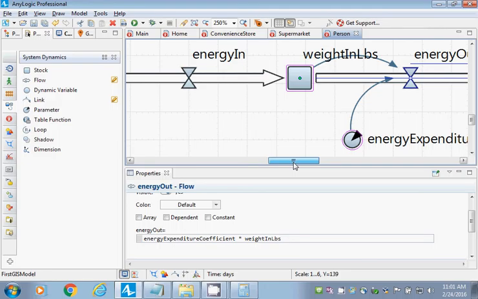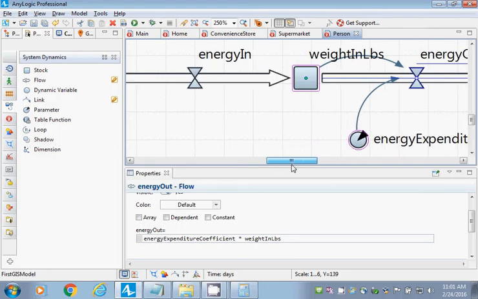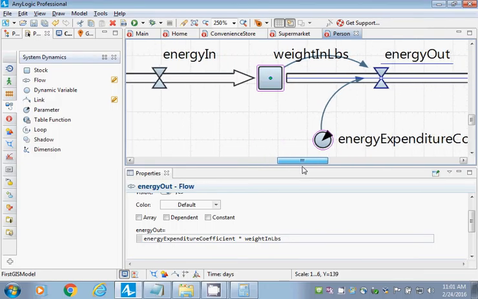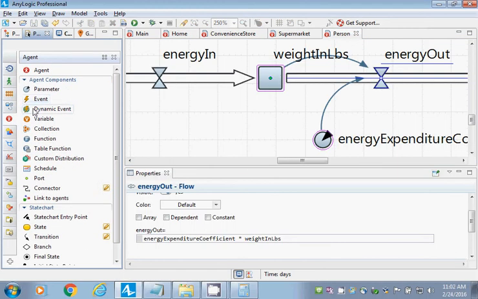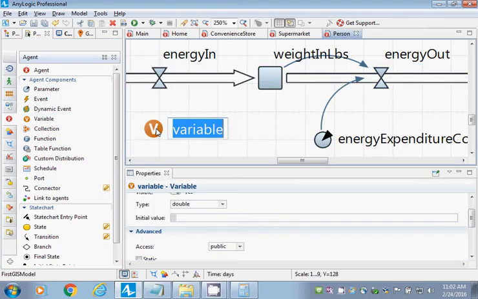Okay, so ladies and gentlemen, that's the formula for energy out. And next, I would like to create a variable. Mark my words. Now we're starting to do something very unusual. We have a variable here called energy from food, ladies and gentlemen.